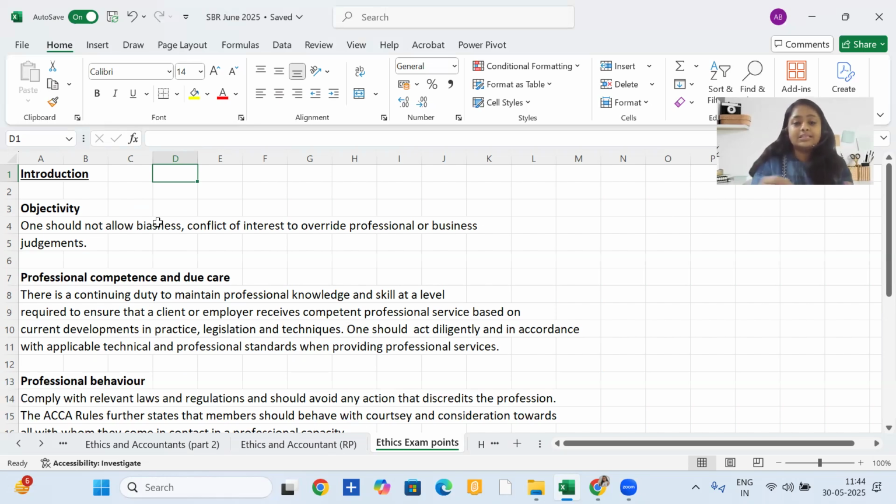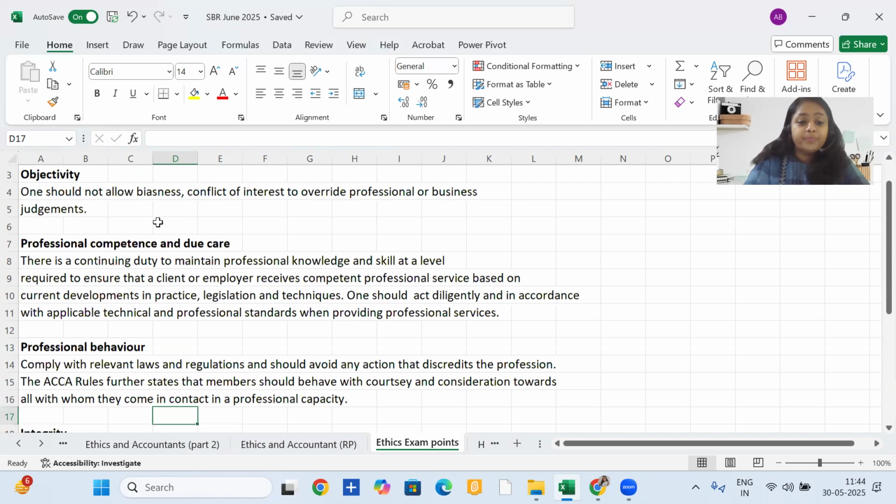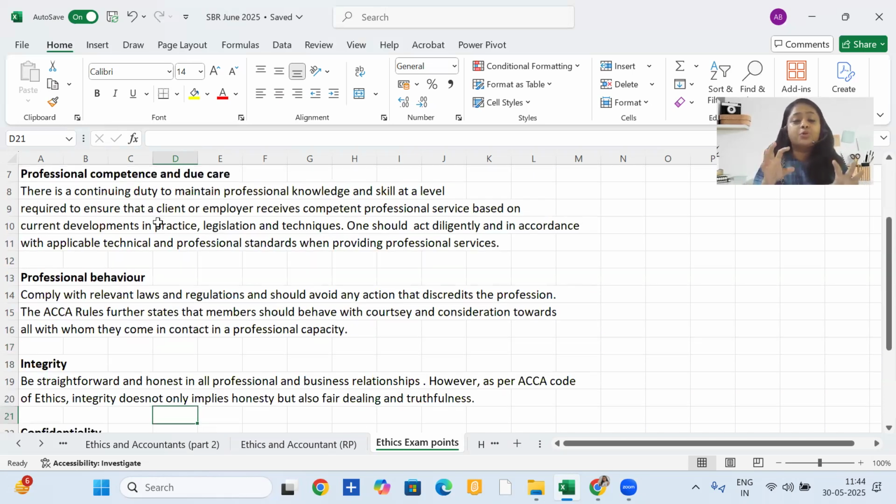Moving forward, I take the next one, that is professional behavior. Professional behavior simply means to comply with the laws and regulations given by ACCA. As an ACCA professional, you are expected not to do any actions, be it bribery for example, or any kind of adjustments or window dressing, that would bring discredit to the profession. That is not expected by ACCA and clearly indicates a lack of professional behavior.